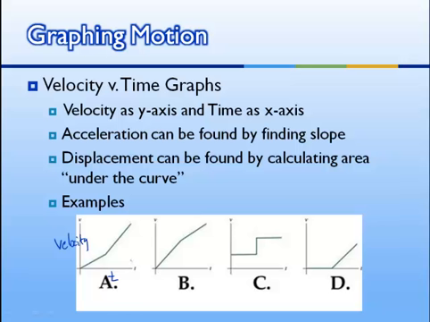In a velocity versus time graph, you can calculate the acceleration by finding the slope, because the slope is, after all, a change in velocity, a change in y, over a change in time. What's even cooler about velocity versus time graphs is that you can also calculate how far something has traveled, and you do that by calculating the area underneath the curve or the graph.